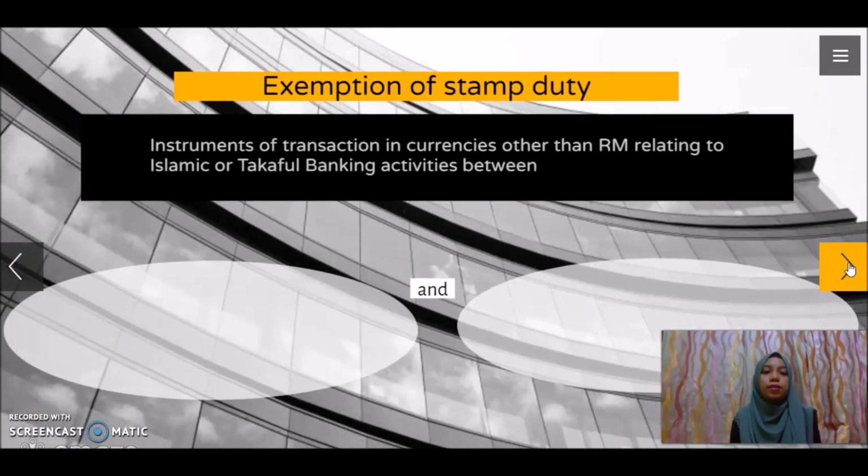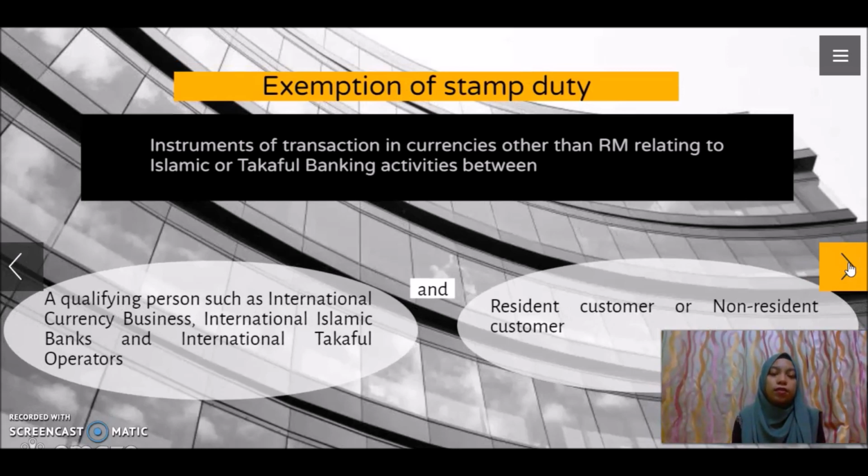Second is exemption of stamp duty. The meaning of exemption of stamp duty is that an instrument of transaction in a currency other than ringgit Malaysia, related to the Islamic or takaful banking business, must be between the qualifying person and the resident customer or non-resident customer. The qualifying person is like the international currency business, international Islamic banks, and international takaful operators.